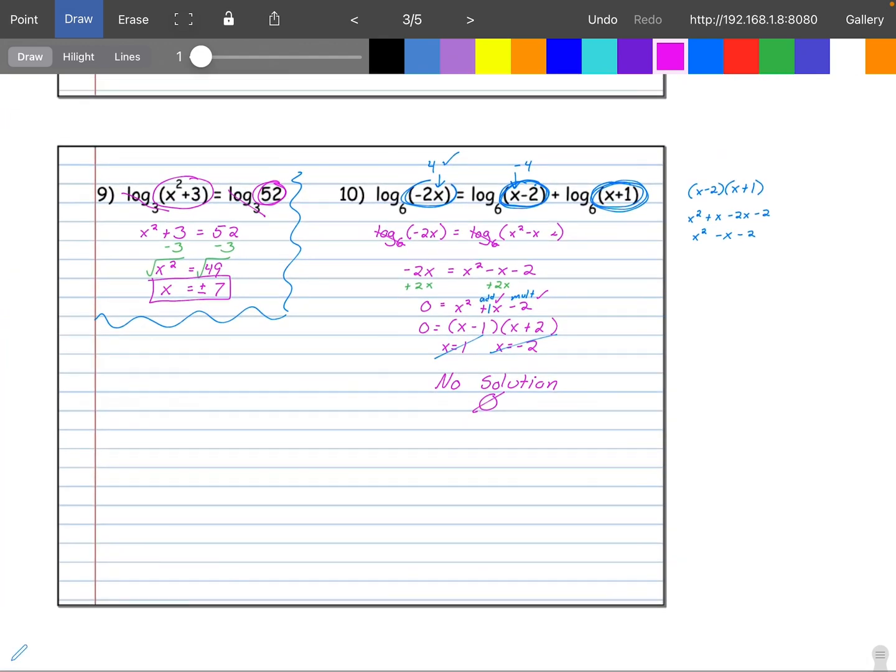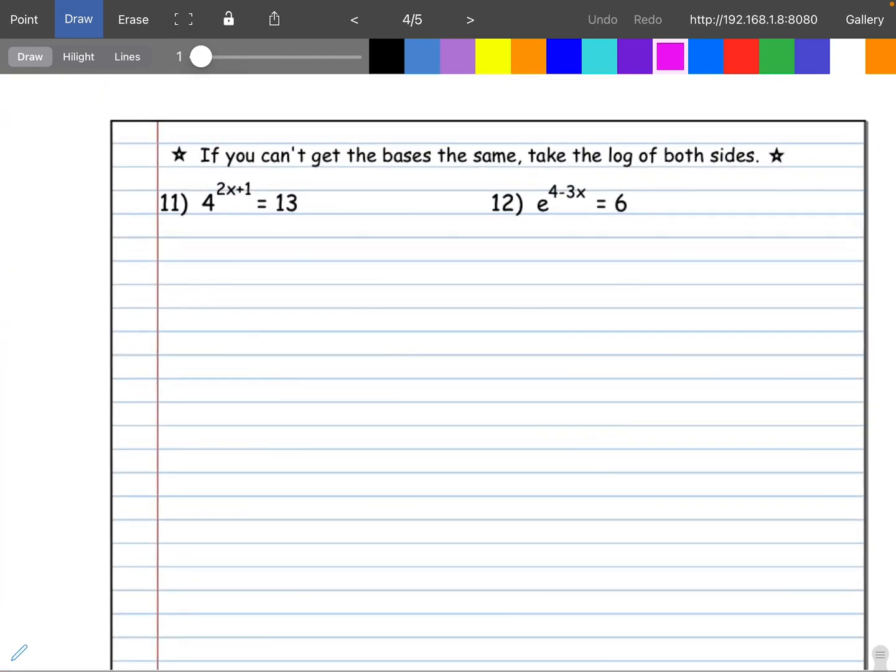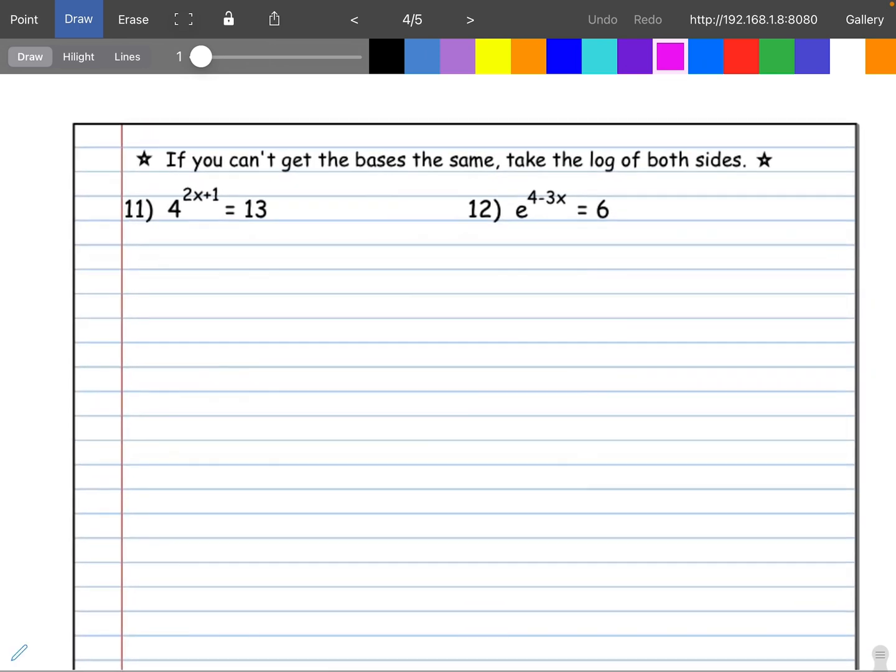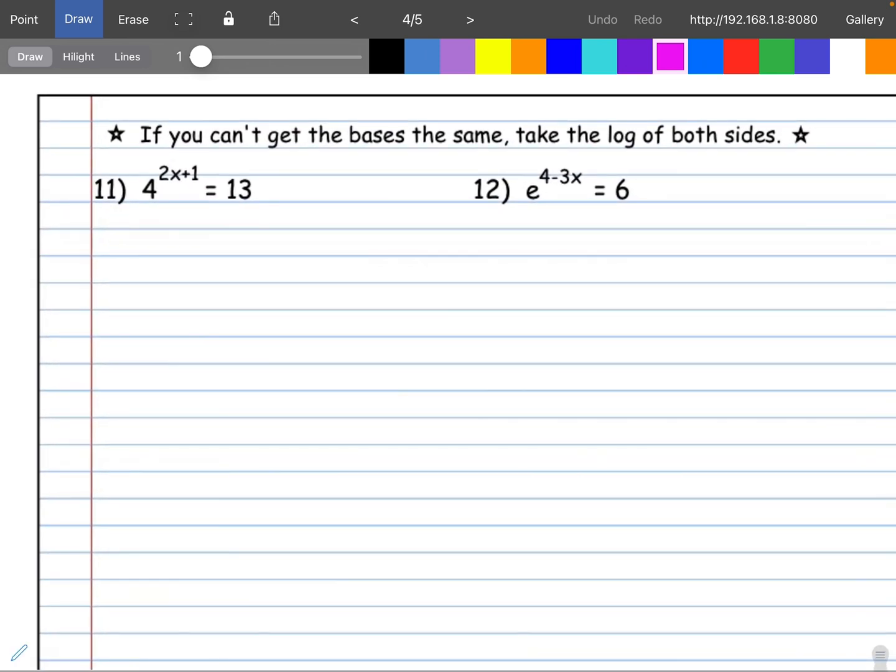Alrighty, now the next thing. Okay, we're going to go back and look at some exponential equations. In all the ones that we did, we were able to change the bases so that they were the same and then focus on the exponents. However, that's not always going to be the case. So that's where this comes in.